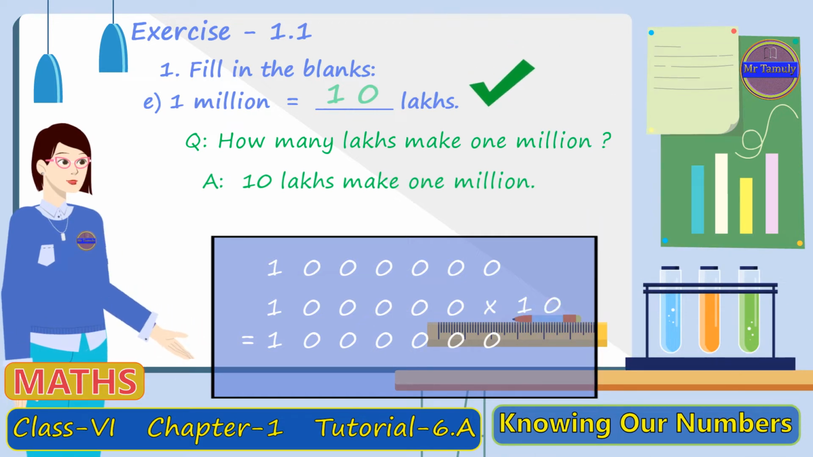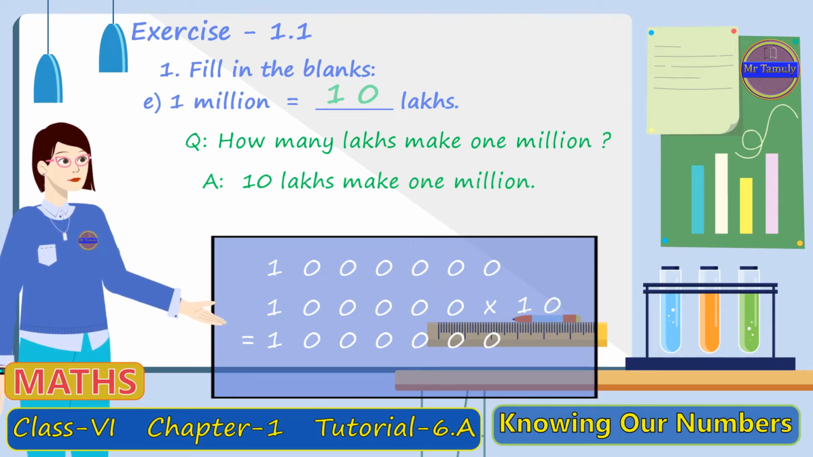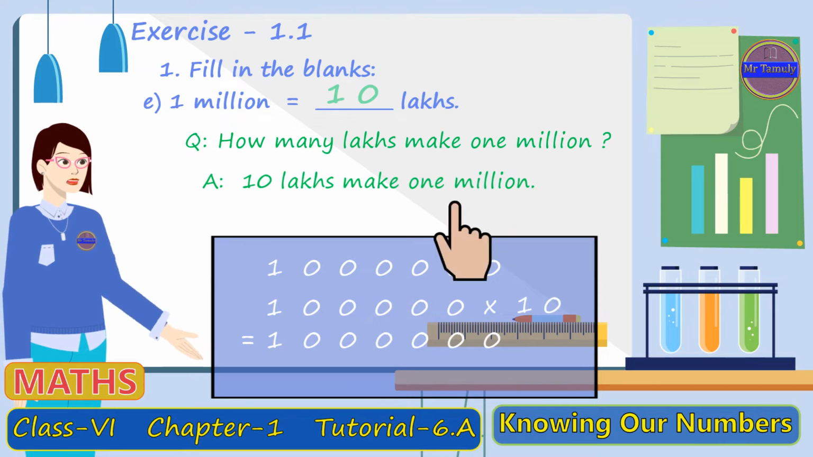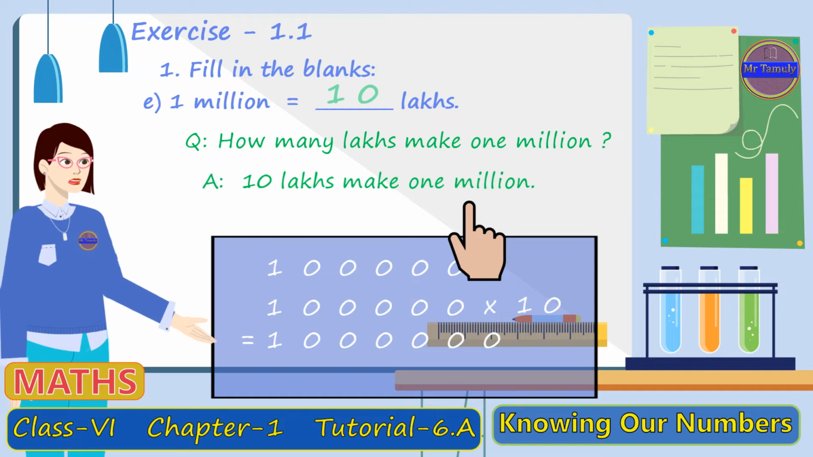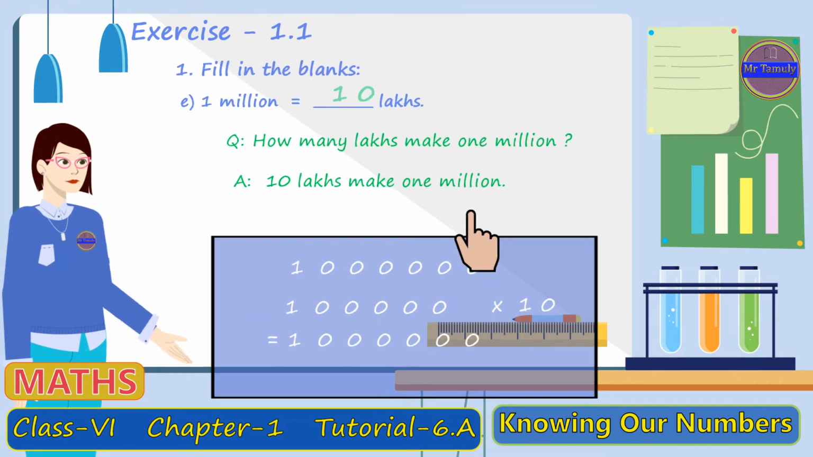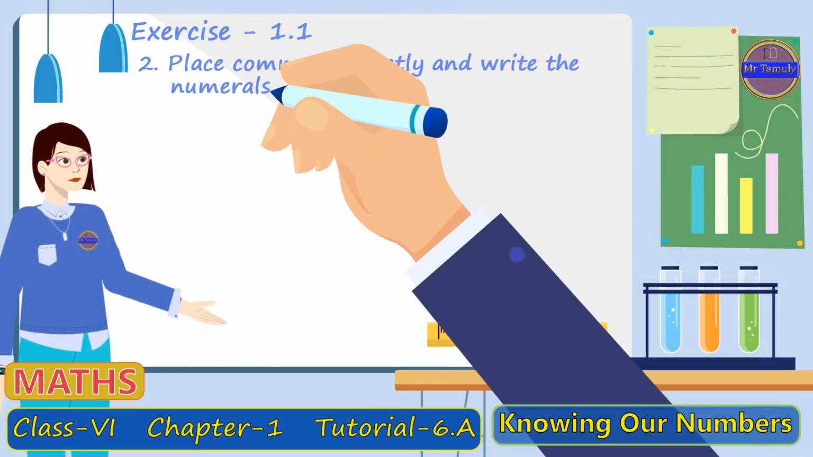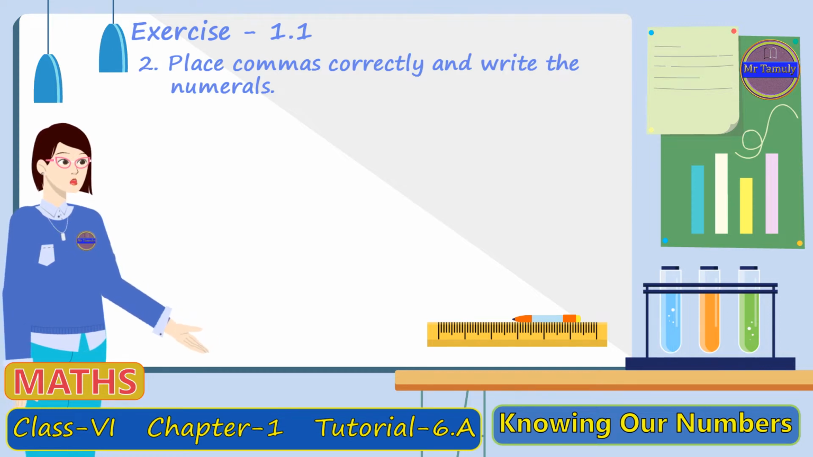You should try and memorize this equivalence as well, which is, 10 lakh is equal to 1 million. Next we shall solve a few from question number 2, which says, place commas correctly and write the numerals.